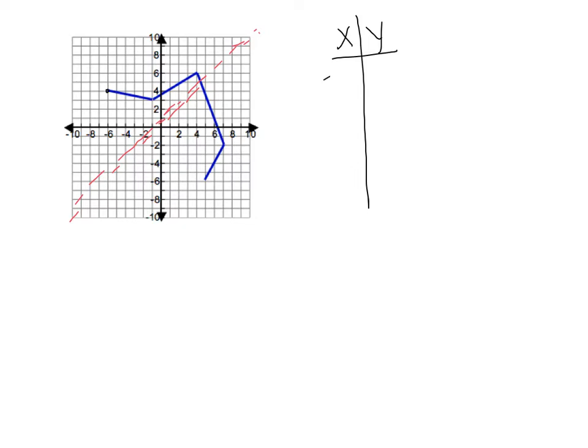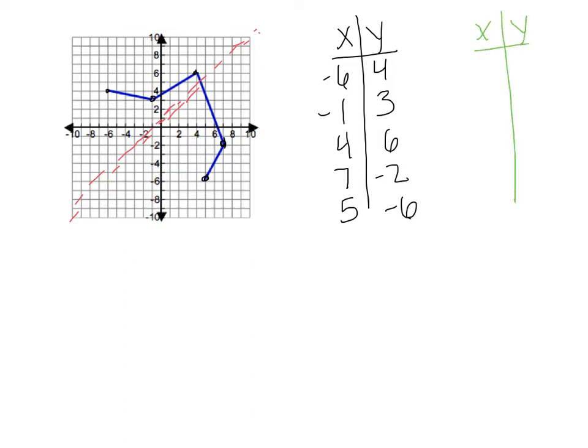I have the point negative 6, 4. I have the point negative 1, 3. I have the point 4, 6. I have the point 7, negative 2. And I have the point 5, negative 6. So that's my function as it stands right now. But if we are going to find the inverse of this function, we are going to switch x and y.